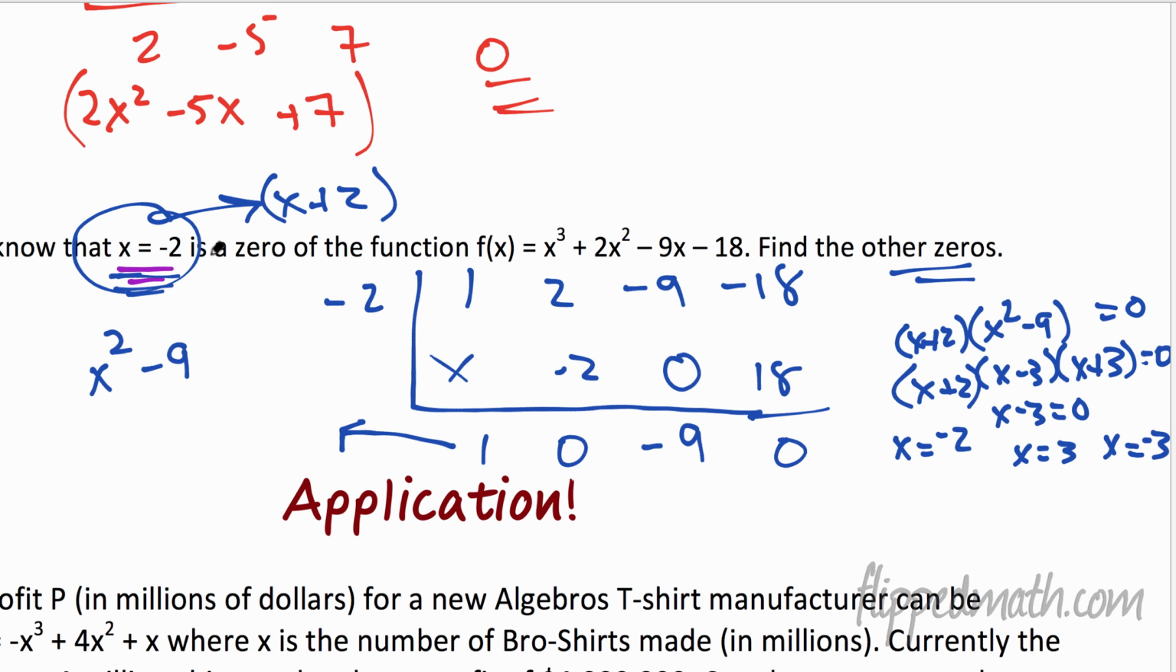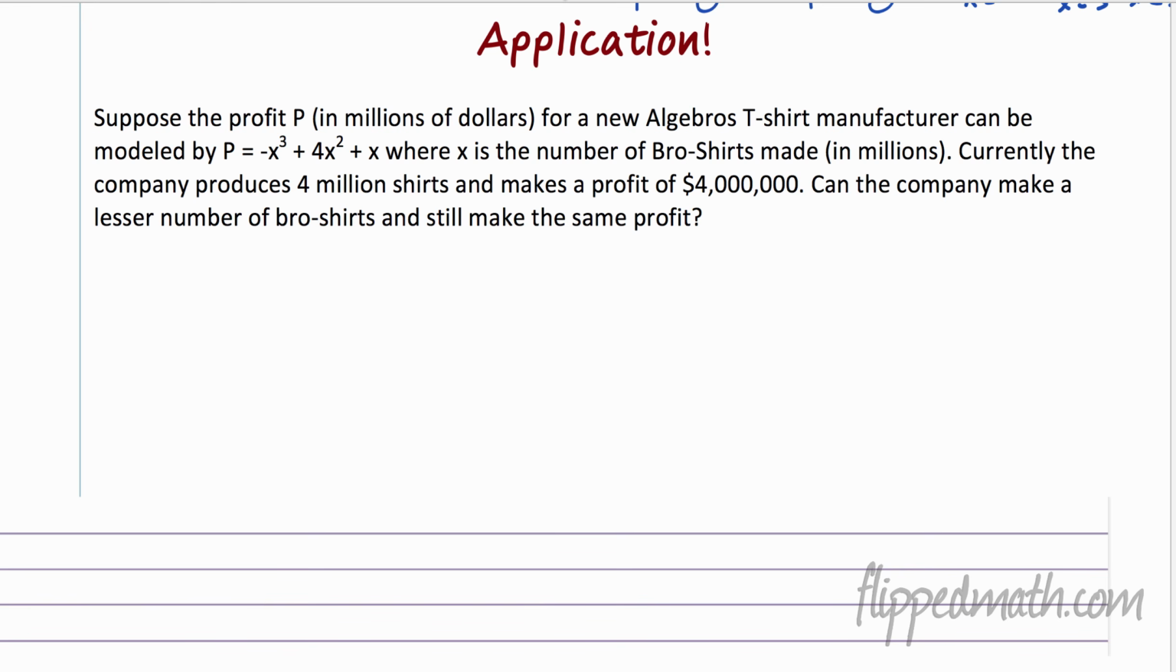All right, last thing, application problem. Okay, so the application problem involves the profit we make. Algebros is making some t-shirts. And x is the number of shirts made in millions. So when I have x equals 2, it's 2 million shirts. Okay, currently the company produces 4 million shirts and makes a profit of $4 million.